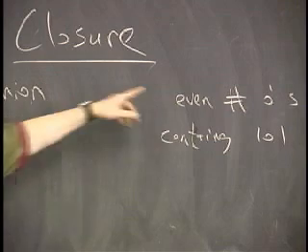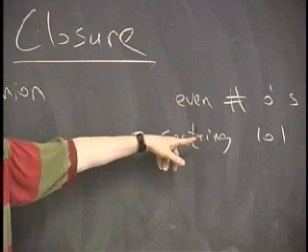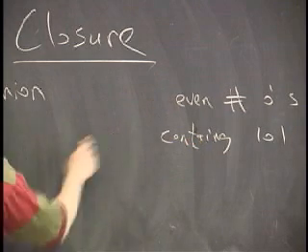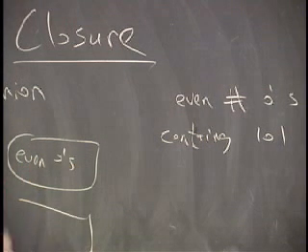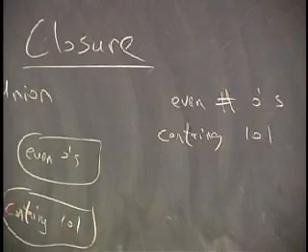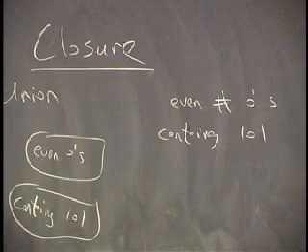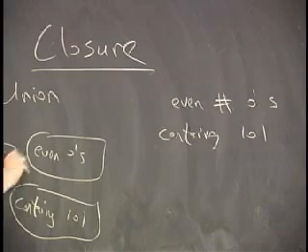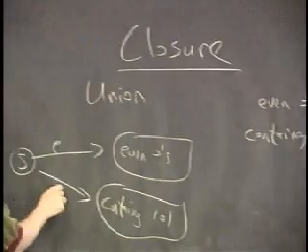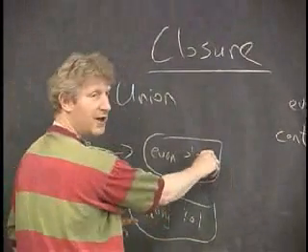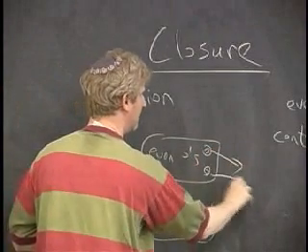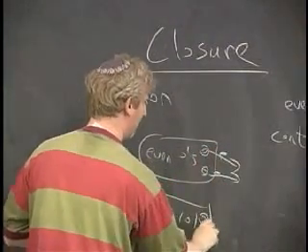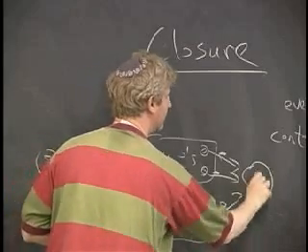Give me the machine for the first one. Give me the machine for the second one. I'll throw them in here. Here's the machine for even zeros. I don't care what it looks like. Here's the machine for containing 101. I don't care what it looks like. You guys fill it in, make it up. Here's a machine that accepts the union of those. New start state, epsilon to here, epsilon to here. Take all the final states from here, all the final states, epsilon to a single final state.